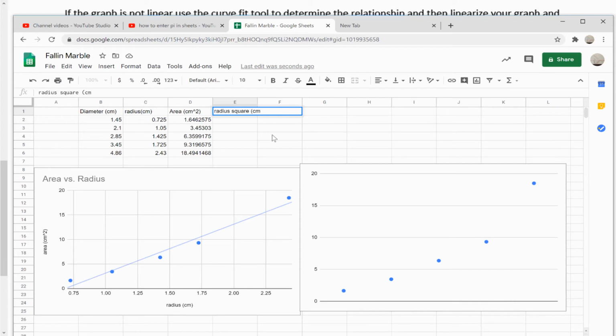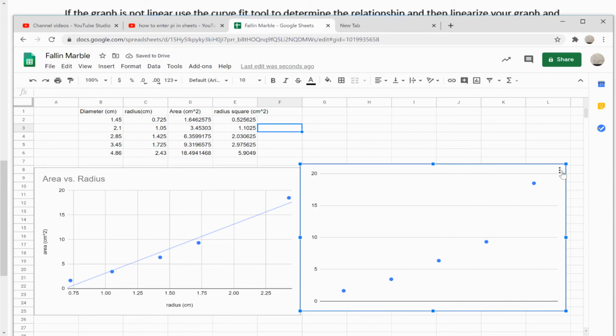The unit would now be centimeters squared. And now check it out. Let's do a formula. Equals, in this case, there's my first radius cell, and do shift 6, get my caret, square, bam. And now once again, all I have to do is format that whole column, and I've got it. So let's go back to this thing.